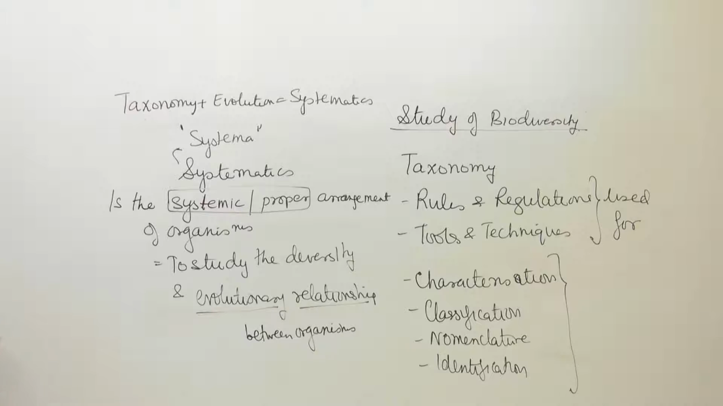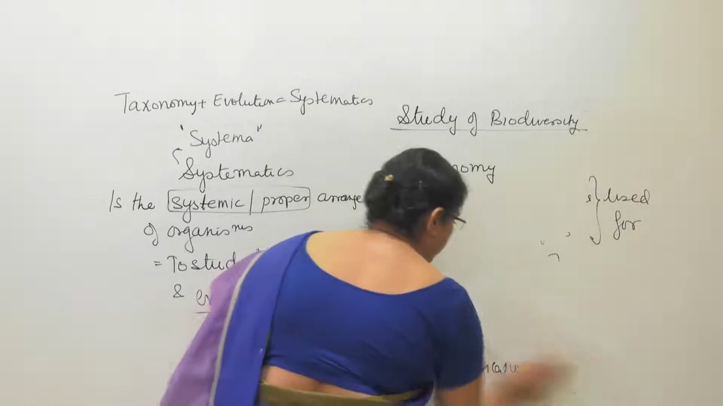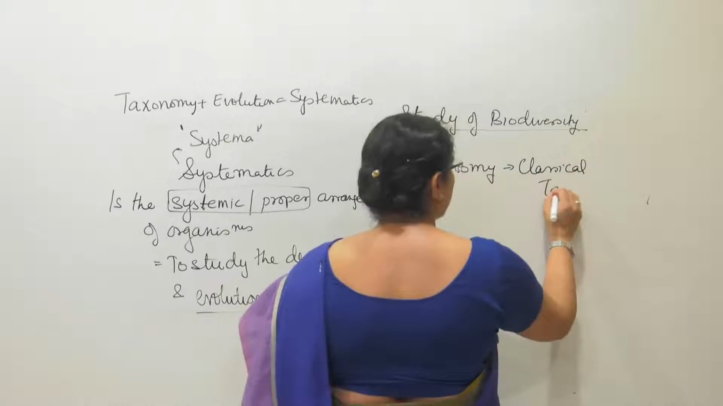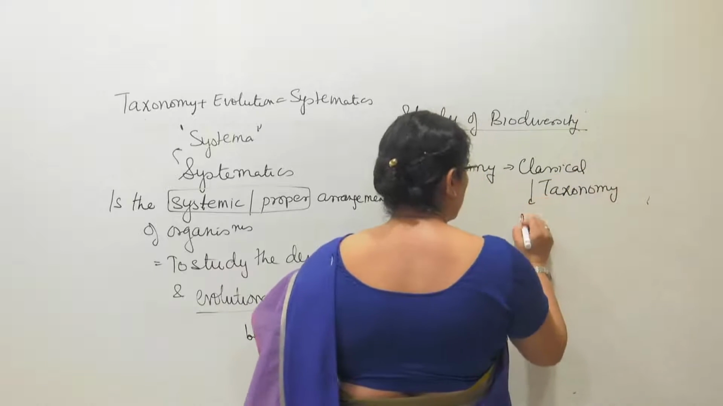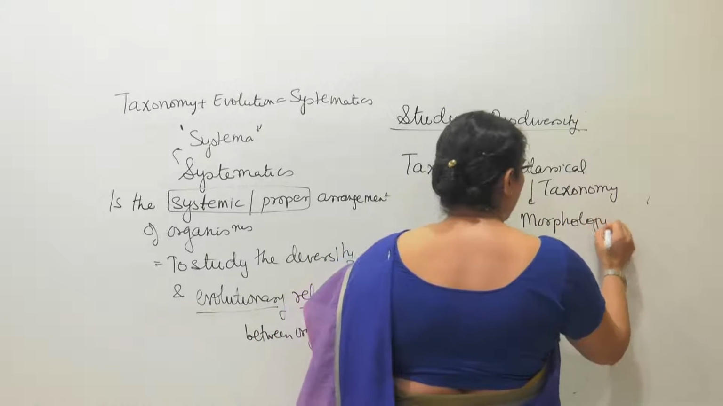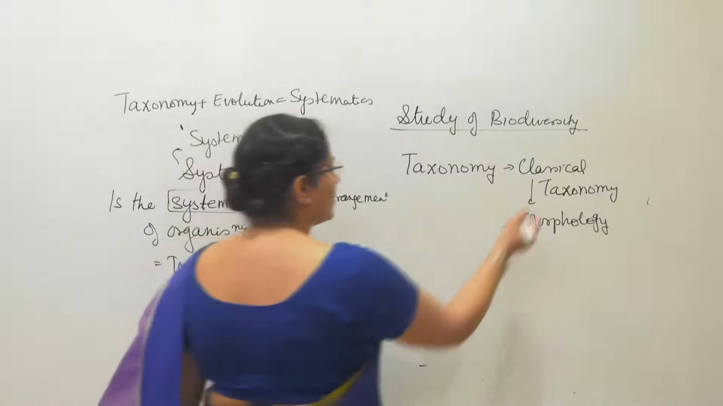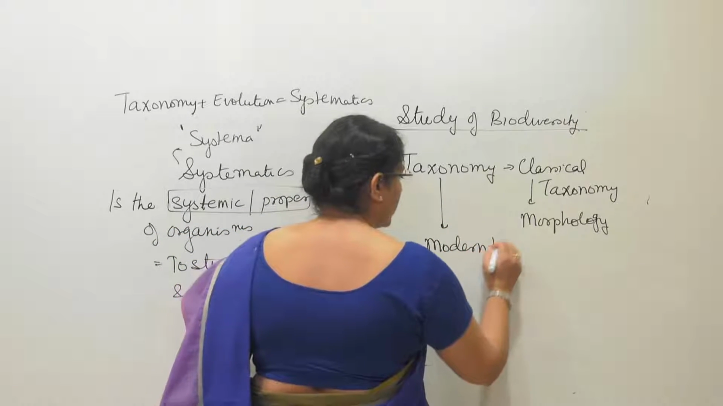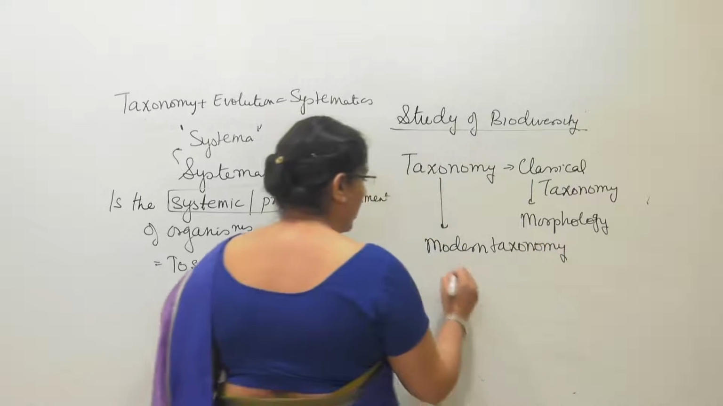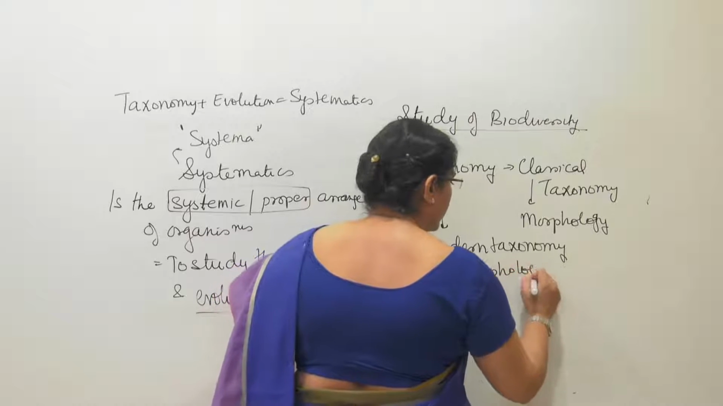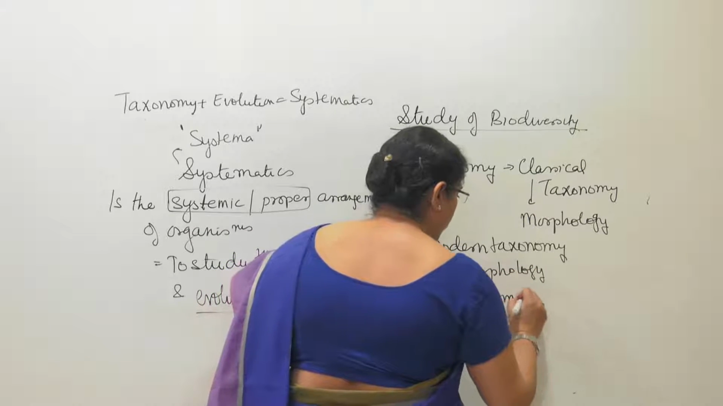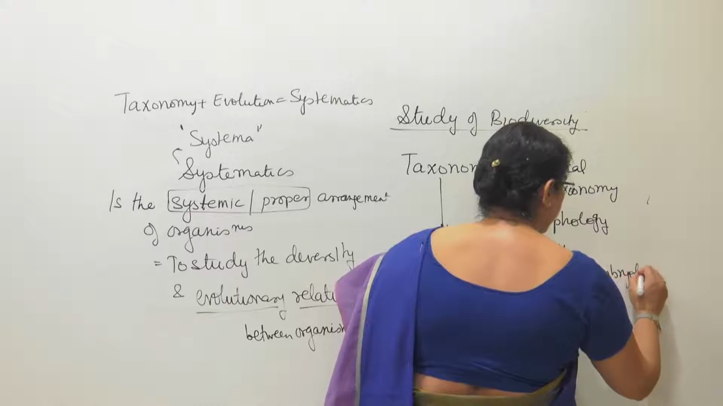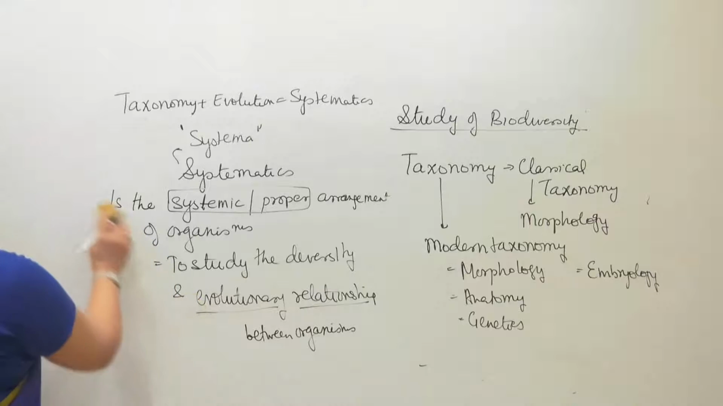Now I can look at taxonomy as classical or modern taxonomy. Classical taxonomy, where primarily morphology is used as a criteria, but then this will not be able to give very good rules. So what we use today is modern taxonomy, in which we may use many characters such as morphology, anatomy, genetics, embryology. So several comparative features may be used.